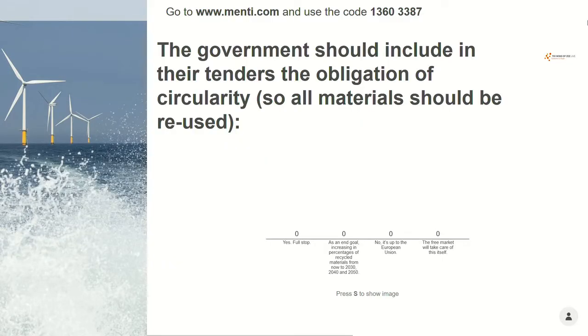Good. Yeah, we have, I think, a last question for this session. Another poll question. Go to menti.com again. Yes, and we have a question for you: the government should include an obligation to circularity in their tenders, so all materials should. That lines up a bit with your remarks about the system approach.